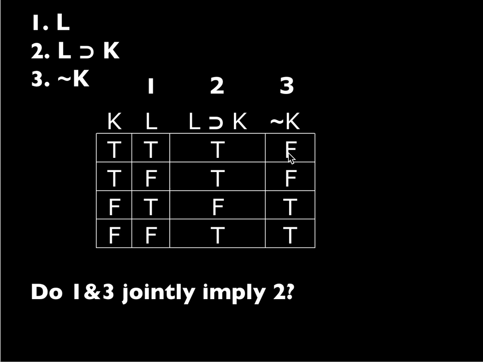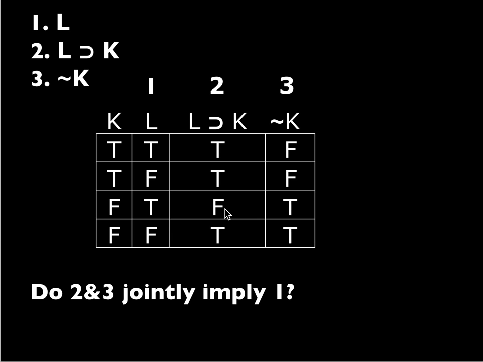Different question. Do 1 and 3 jointly imply 2? Now I'm going to look for any row where 1 and 3 are true, but 2 is false. And you can see row 3 right here. 1 and 3 are true, but 2 is false. So again, there is a counterexample row, so that joint implication doesn't hold. 1 and 3 don't jointly imply 2.